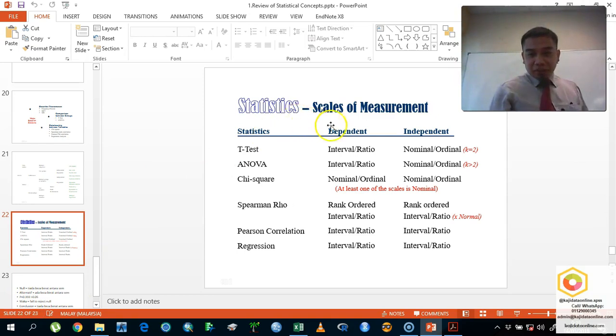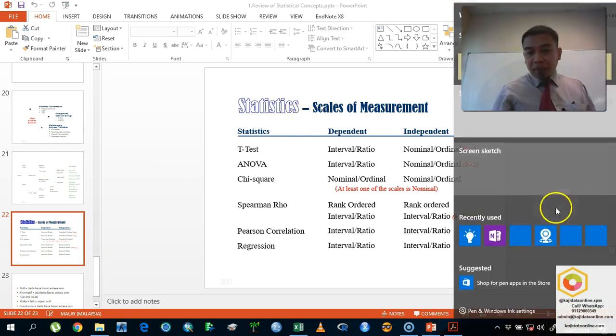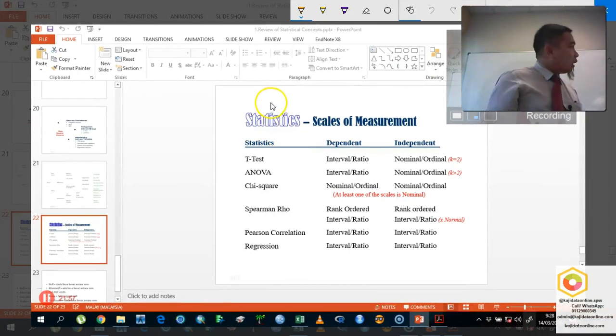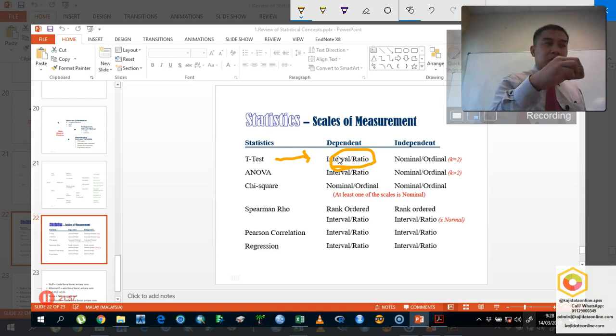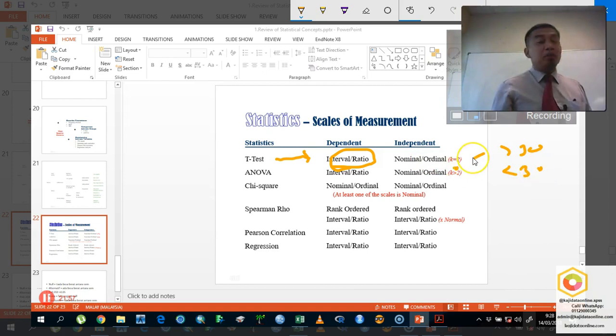Okay, ladies and gentlemen, this is the simplified version of the scale of measurement. Maybe you don't understand yet. Never mind. I'm trying my best to make sure that you understand the t-test. We are using the dependent variable on an interval and ratio scale, which means IQ is interval and ratio scale. Then I have two groups, which are age more than 30 and age less than 30. Only K is equal to 2.